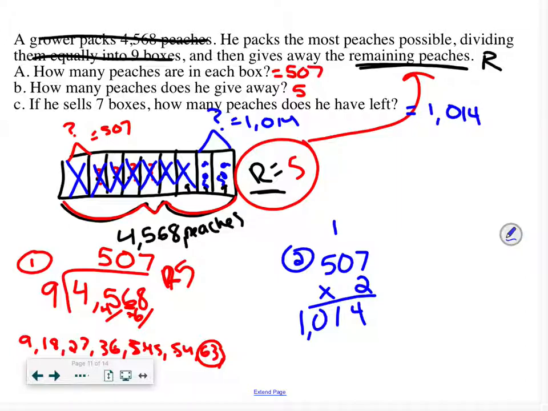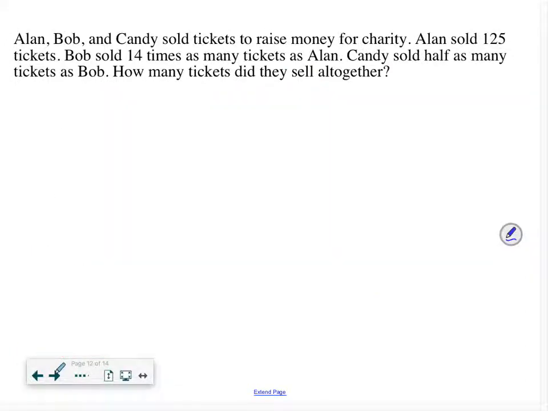Hang on, somebody's at the door. I'm going to put up the next problem while I answer the door, and you can solve it.